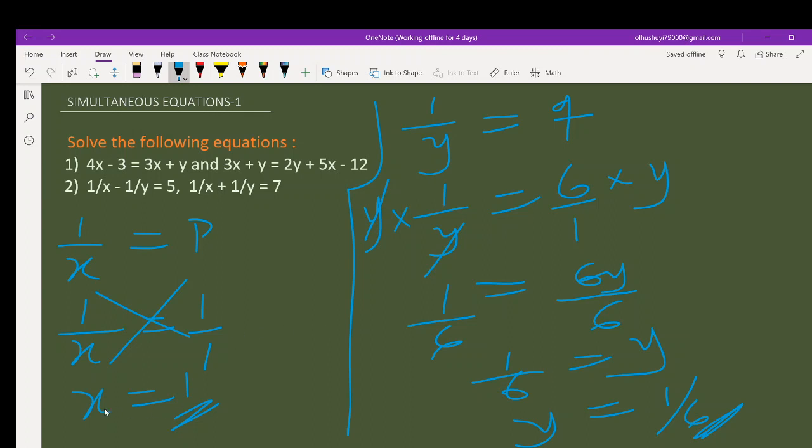So our x is 1 over 6 and our y is 1. Check this in this equation so we get the right answer.